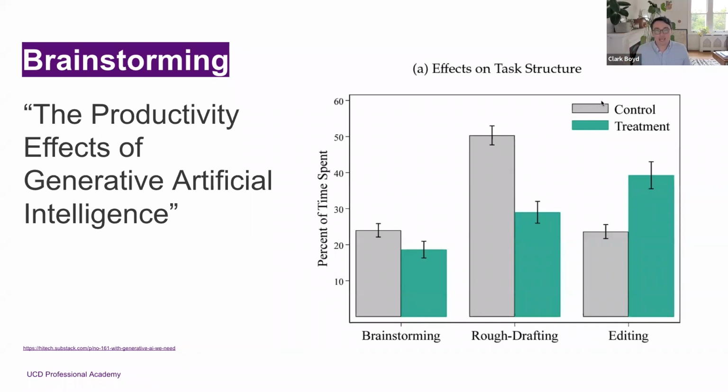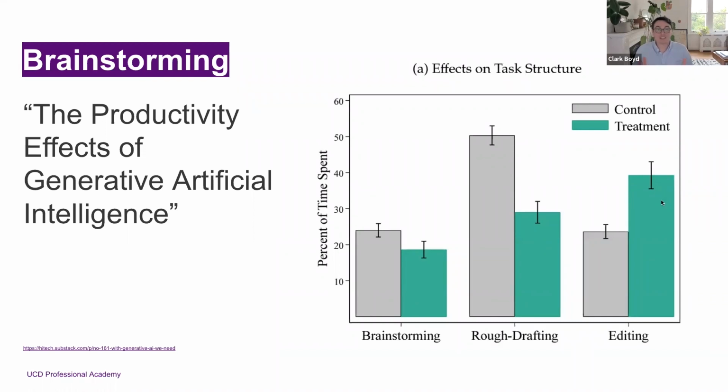And it's because some of the tasks that people are spending their time on, they maybe don't need to be spending their time on. So the ones using ChatGPT spent less time on brainstorming, less time on rough drafting. Not no time, but less time. They were asking it for suggestions, maybe amending them and so on. But then they spent a lot more time editing.